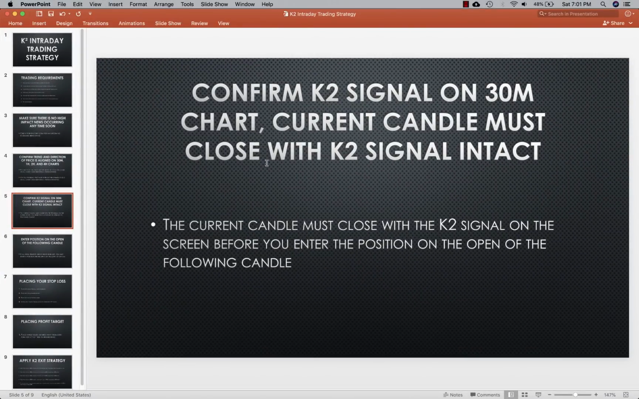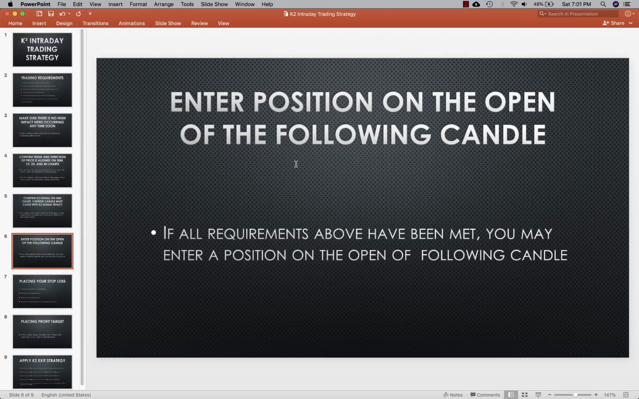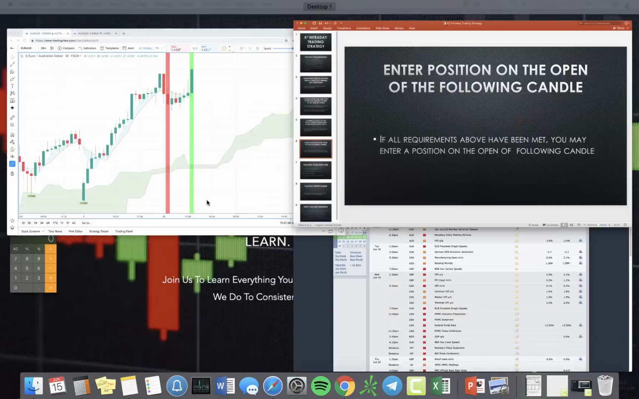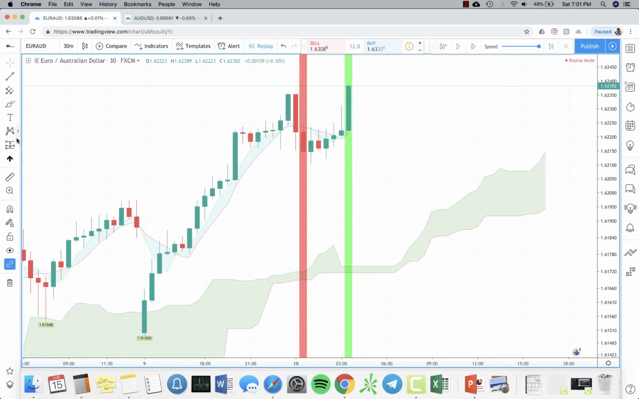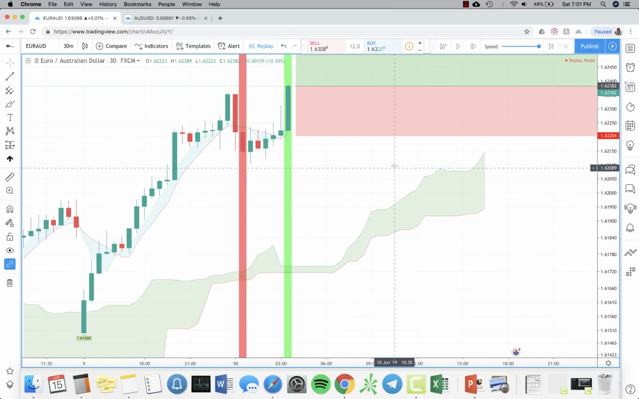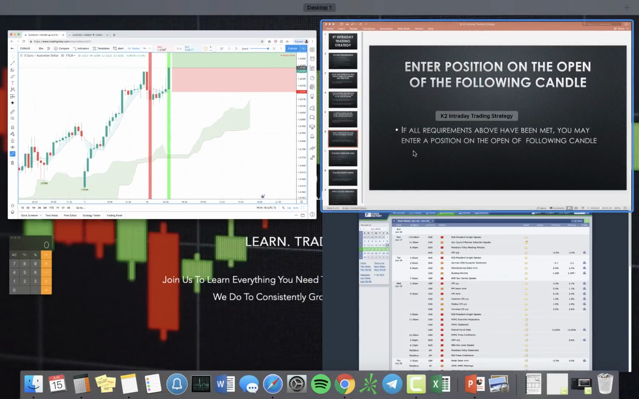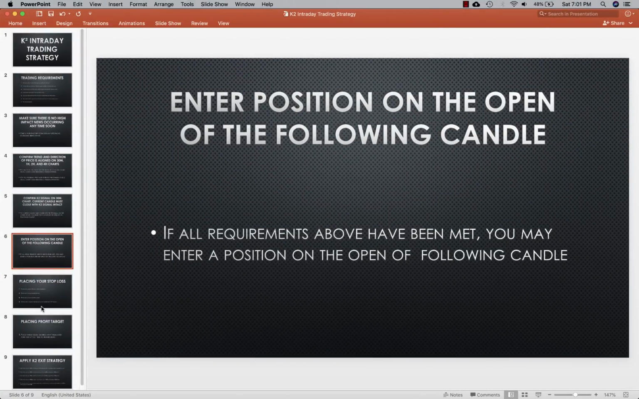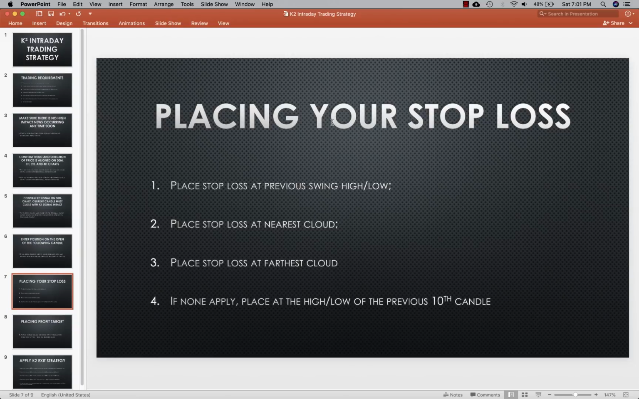So once these three requirements have been met, move on to the next one. We'll enter our position on the open of the following candle. So we're right here. Put a long position. We'll enter on the open of the next candle, which would be right here. And what's next? After you enter your position, you'll place your stop loss.